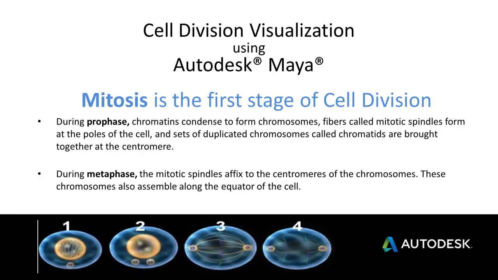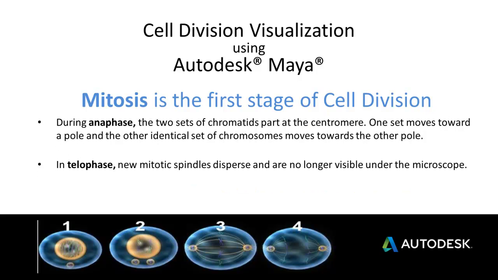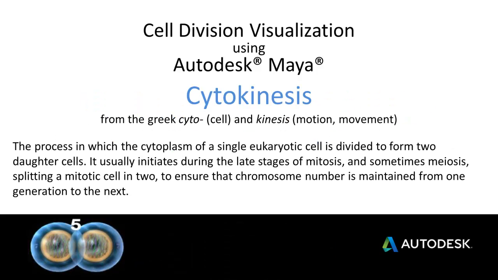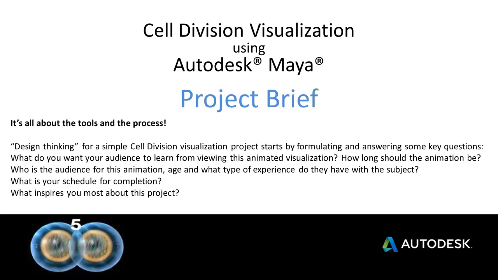We want to keep our information in a visualization very directed, and look at only the parts we need so that the viewer doesn't get confused. We'll look through the phases and look at cytokinesis, showing the cell in motion. It's all about the tools and process. We'll be using Autodesk Maya and some procedural materials to really make this pop.